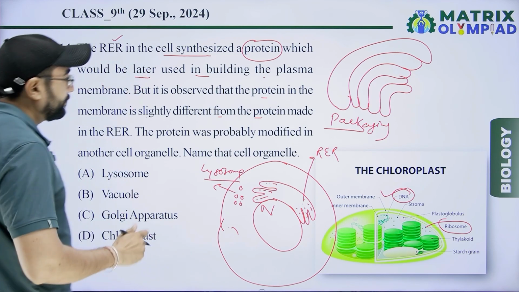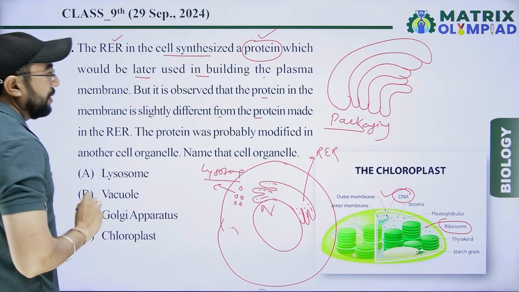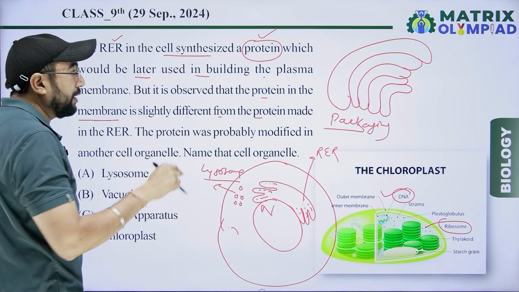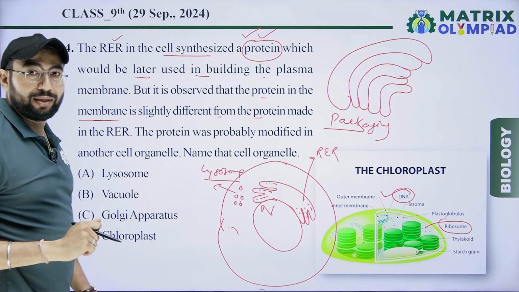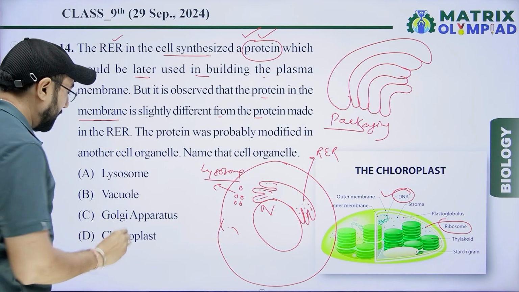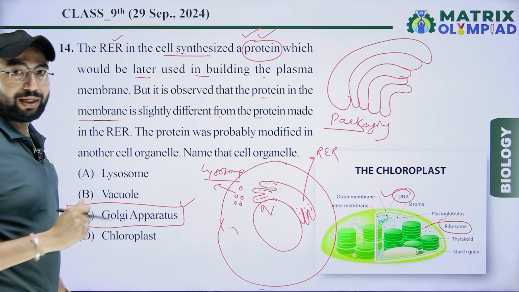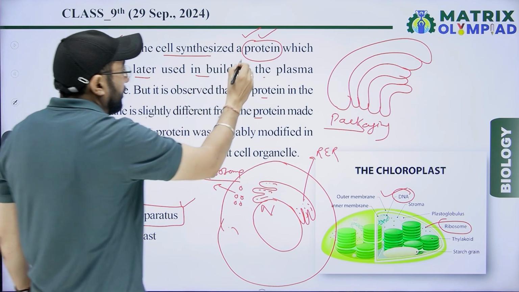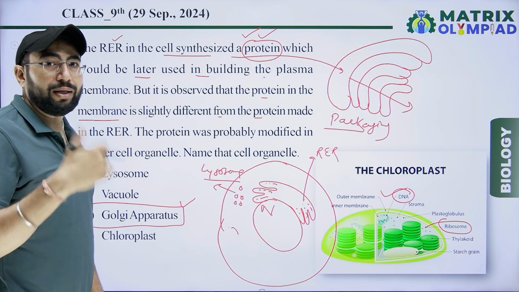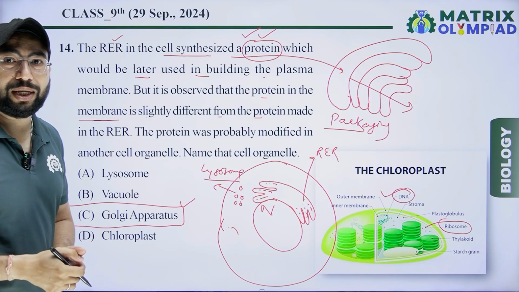But according to the question, the RER helps in protein synthesis and formation of the plasma membrane, but that protein is different from this. So according to the options, packaging by Golgi causes a different protein material, because packaging modifies the protein and provides it to another target site. So our right answer is option C, Golgi apparatus.